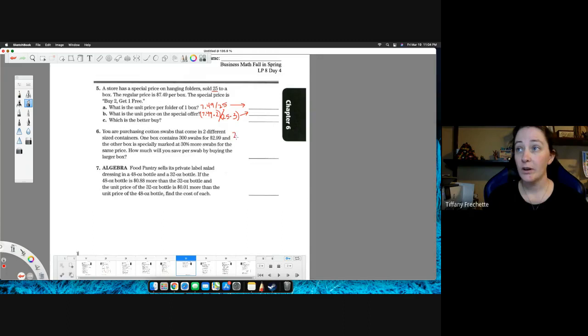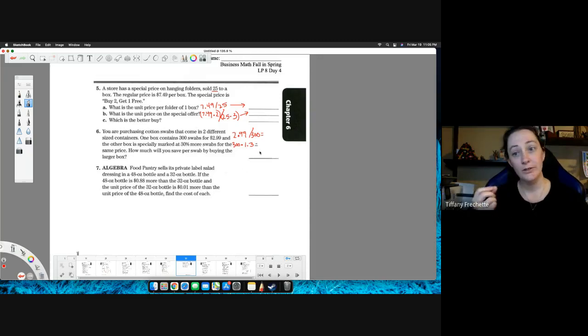So first we need to know, how much is it per swab to begin with? So we need to do a unit price for the small box, and then we need to do a unit price for the bigger box. So we need to take this 300, and you can do it a couple of ways. You can do times 30% and then add that back to 300. Or if you remember from other lessons, you can just do 1.3. And what that means is 130%. So 100% of the 300 and then another 30% on top of that.